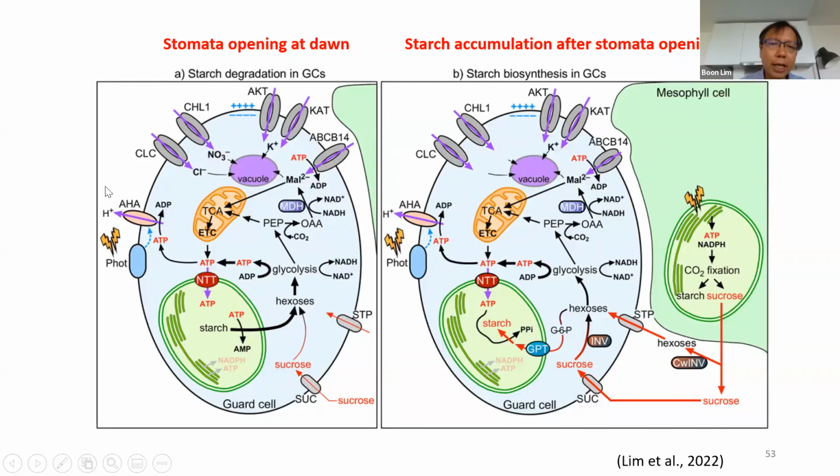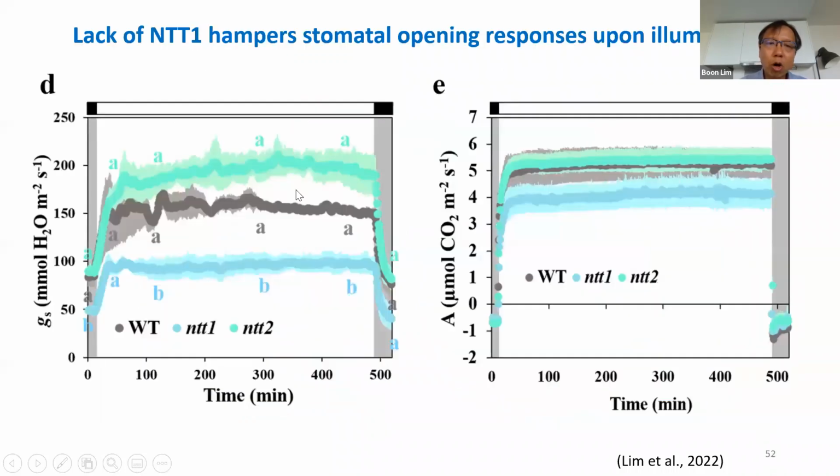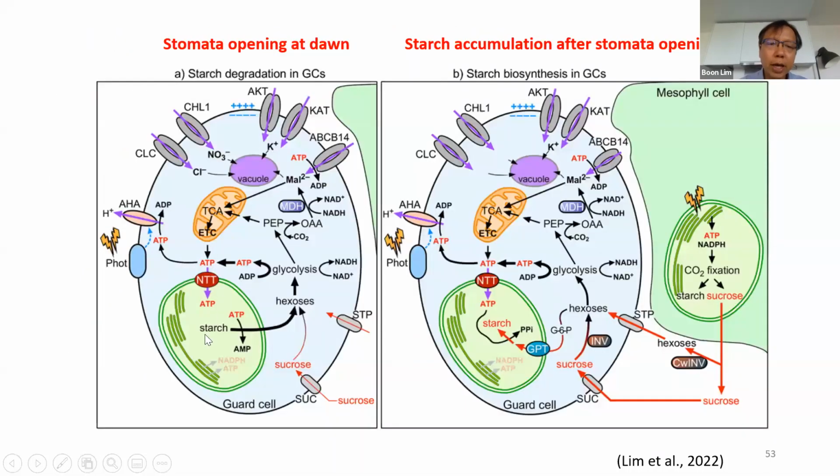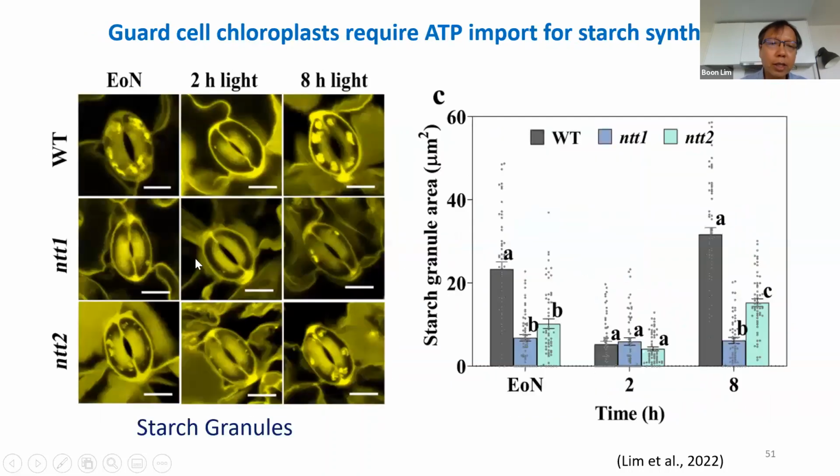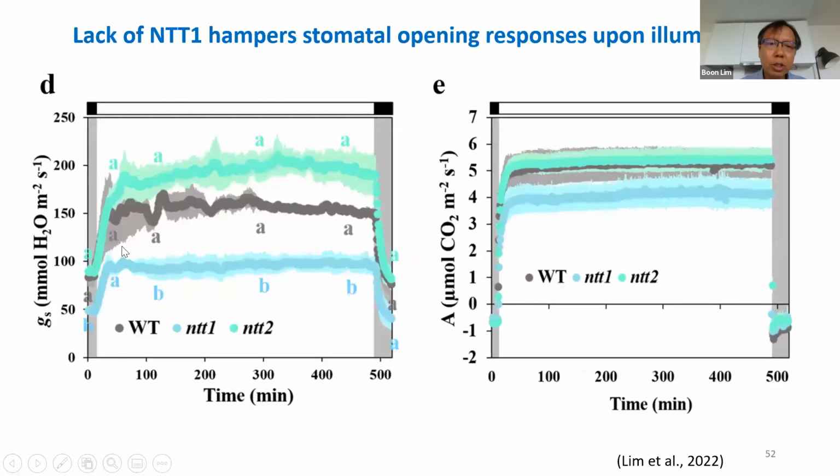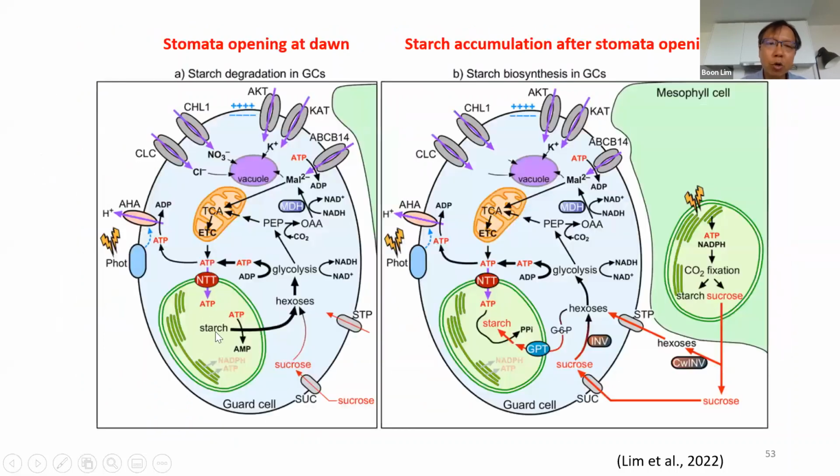This will then activate the import of potassium and other ion channels because it changes the membrane potential, and then also the import of malate. This will increase the osmotic pressure of the guard cell, and that helps stomata opening. So if there is no NTT1, there is no starch, so the opening will be hampered.